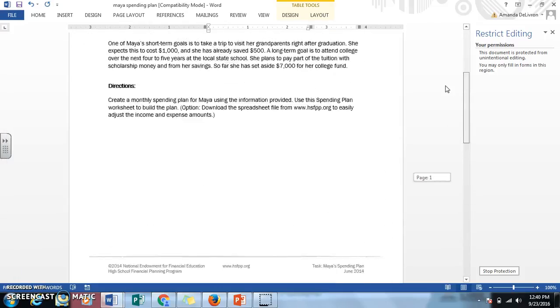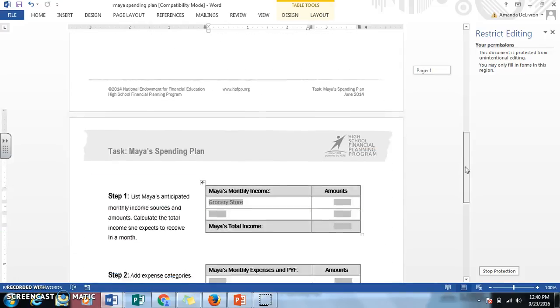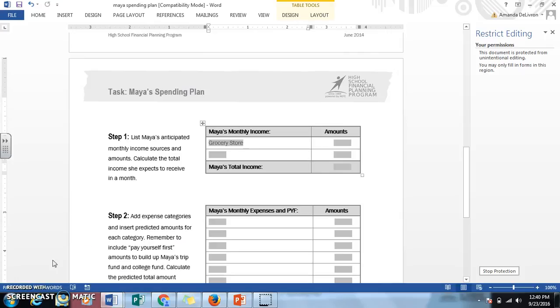And when we look up above, she earns $8 an hour for 25 hours a week. So if we want to figure out how much she makes a week, we would take $8 and multiply it by 25. So 8 times 25, that's $200 a week.